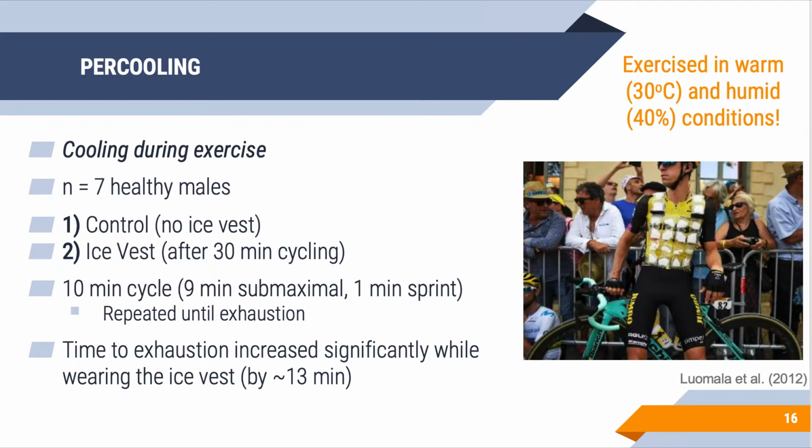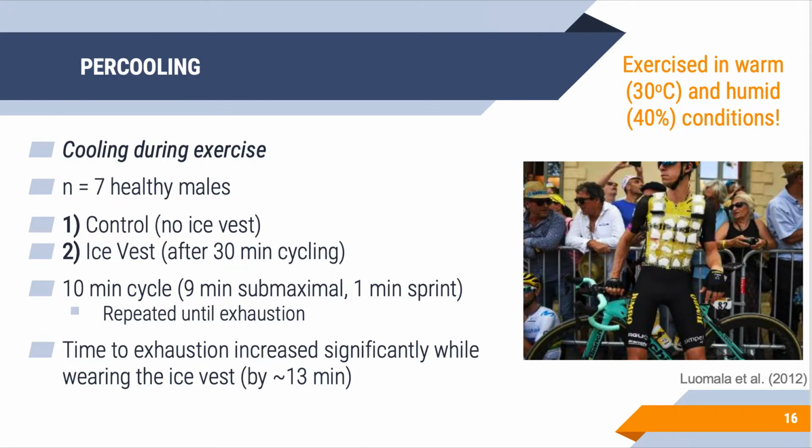Another strategy is something called percooling, which is cooling during exercise. This study looked at 7 healthy males who either exercised in a control condition with no ice vest, or exercised with an ice vest on. It was put on after 30 minutes of cycling, in a warm 30 degrees C and humid, 40% humidity, condition. They did 10-minute cycles of 9 minutes of submaximal exercise followed by a 1-minute sprint.